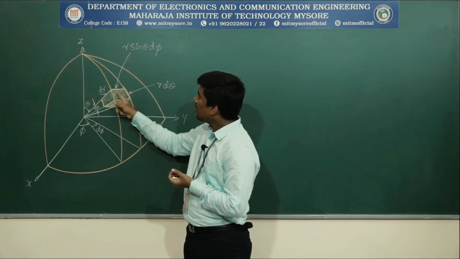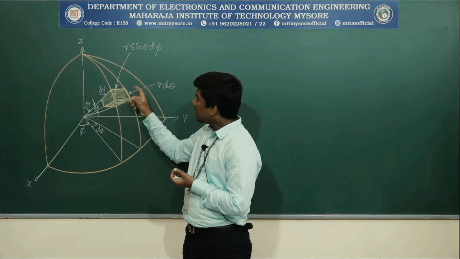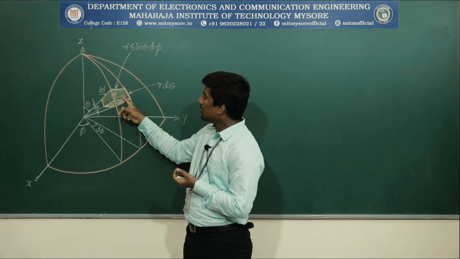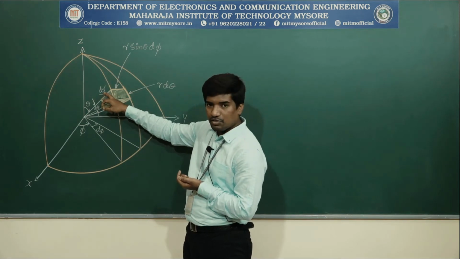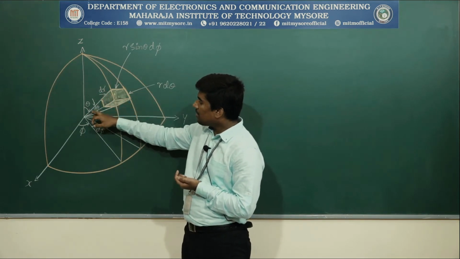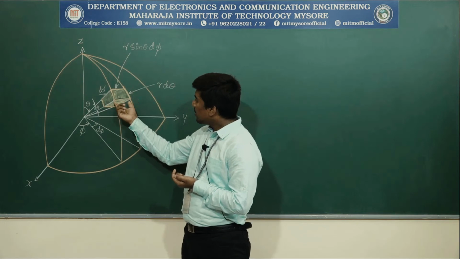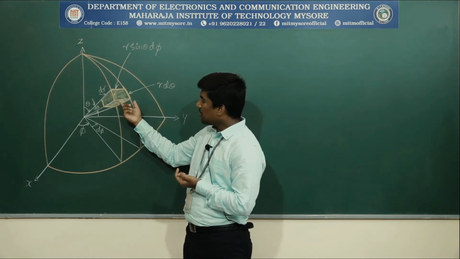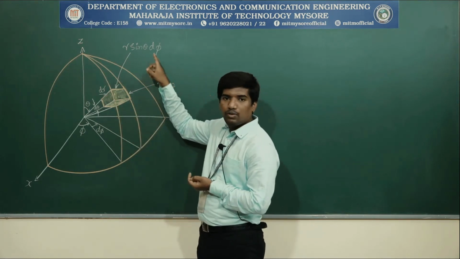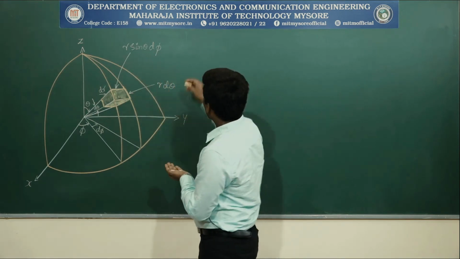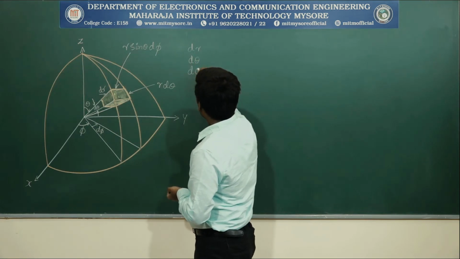In the same fashion, we have taken the differential area here on the sphere. The differential cross section is divided into three parts. One is with respect to differential radial distance dr, differential zenith angle d theta and differential azimuth angle d phi. This small elementary section has been represented in terms of these three differential quantities with respect to the spherical coordinate system. Those quantities are dr, d theta and d phi.